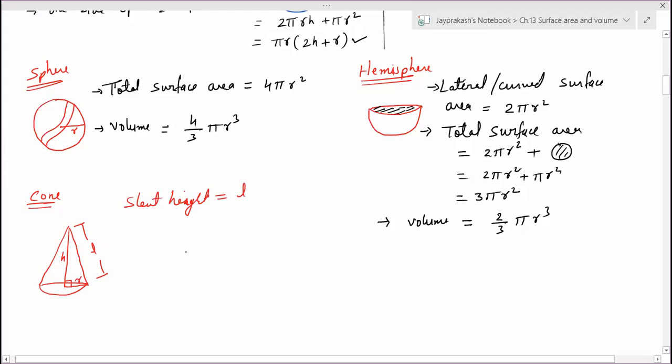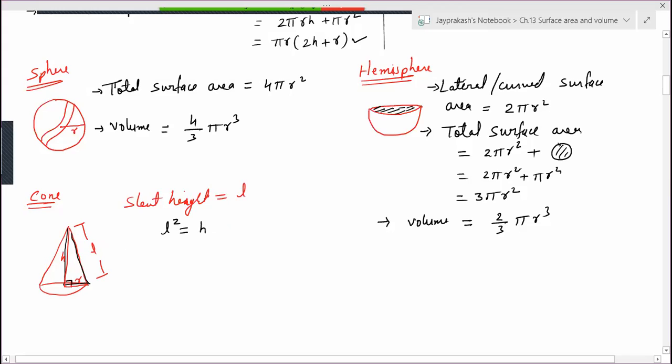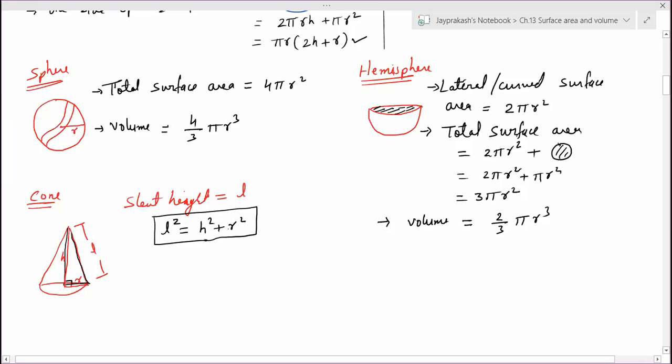Now if we talk about the relationship between L, R and H, this one is a right angle triangle. So L square is equal to H square plus R square. Whenever any one is missing from these three, you can find it by using the formula L square is equal to H square plus R square.